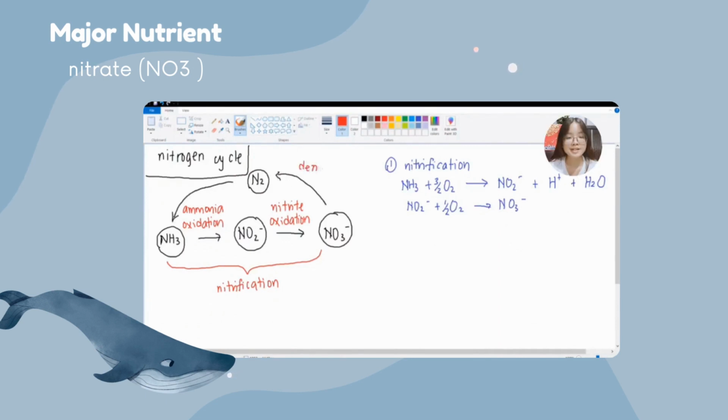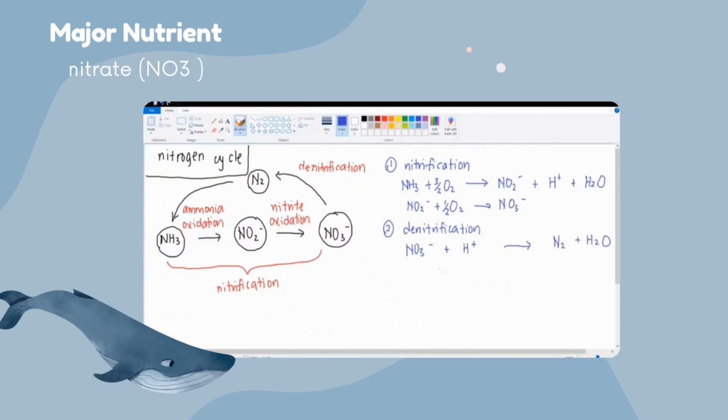The next step is denitrification, where nitrate ion will convert into nitrogen gas in this process. After that, nitrogen fixation will occur. Nitrogen gas will convert into ammonia gas by bacteria. In this process, energy is consumed.